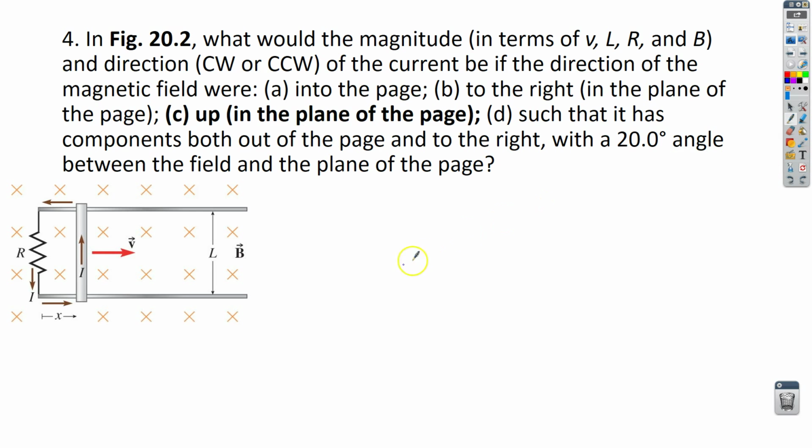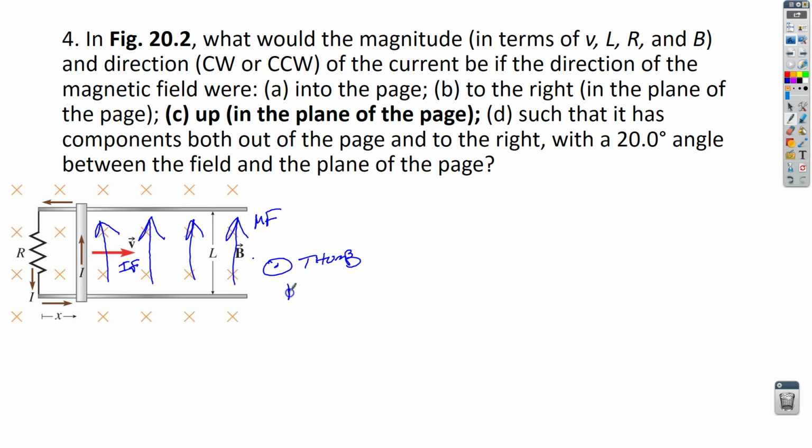For letter C, it says up, and so in the plane of the page. So if we have a magnetic field that is pointing in this direction now, so it's going up like this, our middle finger would be going up. We know our index finger would be pointing to the right, and that would be the speed, so that's our index finger. And so our thumb would actually be pointing toward us. So this is our thumb.